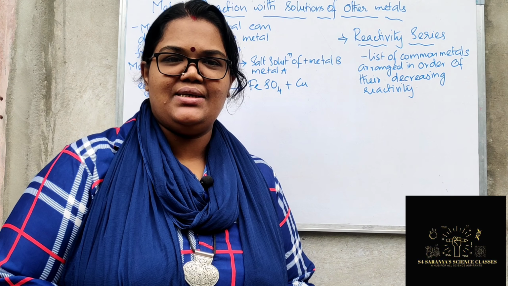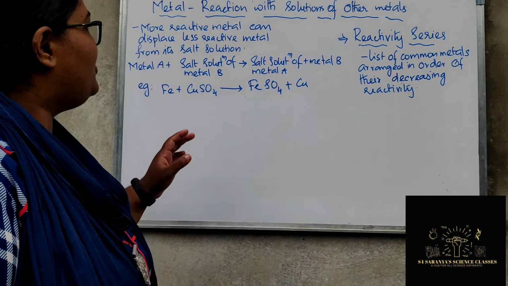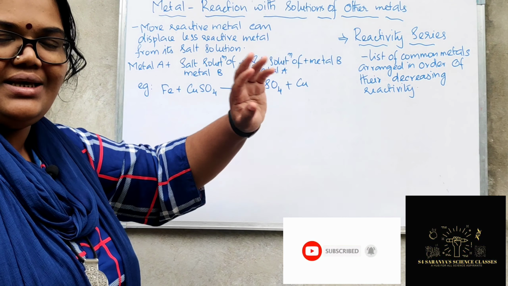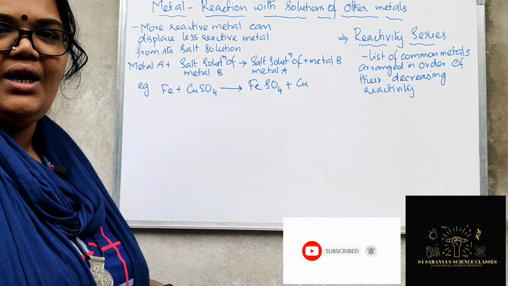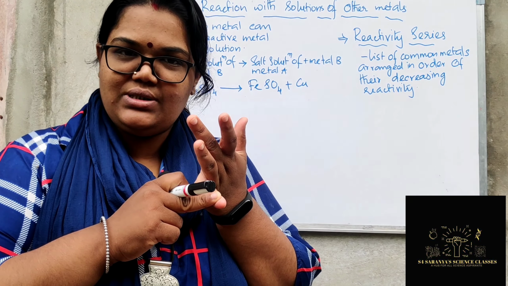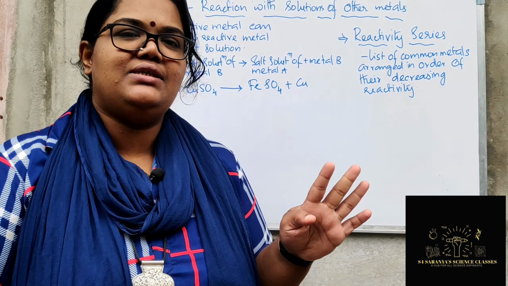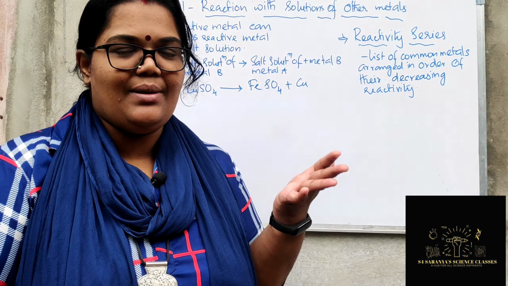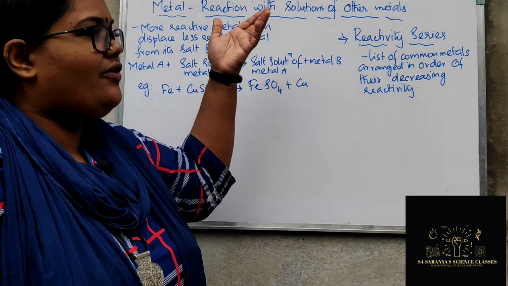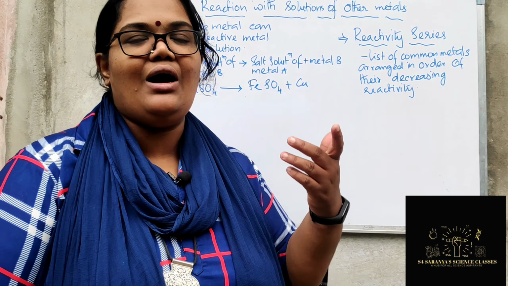Today we are going to discuss the reaction of metals with other metallic solutions, right? So you can see here, metal reaction with solutions of other metals. What type of reaction will it show? Here you have to remember that we have discussed the reaction of metals with oxygen, with water, and with acids also. This is the last topic of the chemical properties of metals: the reaction with solutions of other metals.